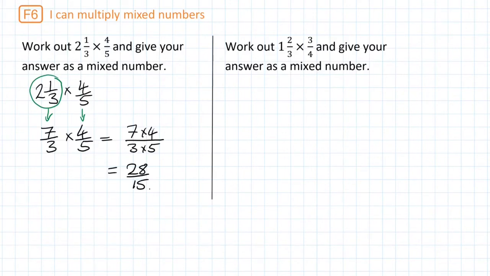Now 28/15 can't be simplified. So now I'm going to convert my answer to a mixed number. 28 divided by 15 goes 1 time, so that's 1 whole 1, with a remainder of 13. So that's 28/15 is equal to 1 and 13/15.